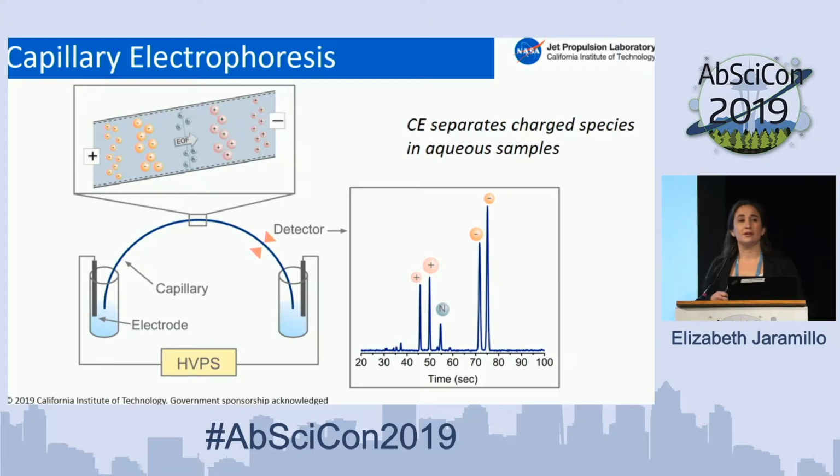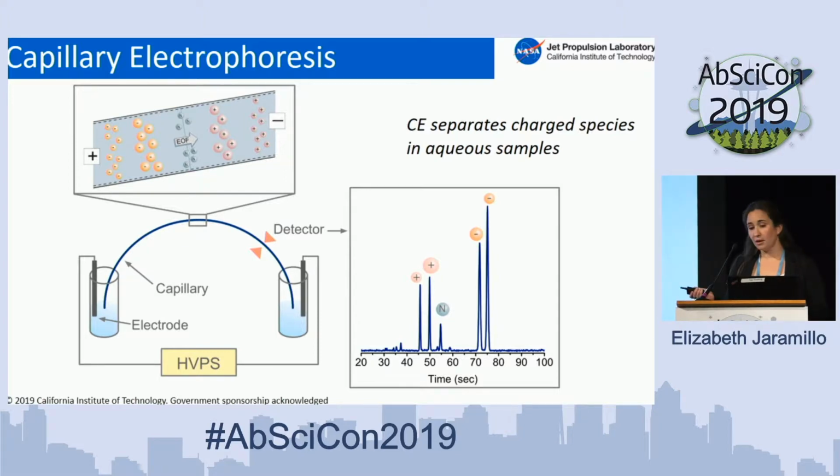So to do a CE experiment, you have a thin capillary, about 50 microns in our case, and we fill it with a background electrolyte. We inject sample into one end, and then we apply a voltage. Under the effect of that voltage, the charged species in the sample will separate based on their mass and their size and their charge. And so at the other end, you can place a detector, and you can detect the different species that are already separated.